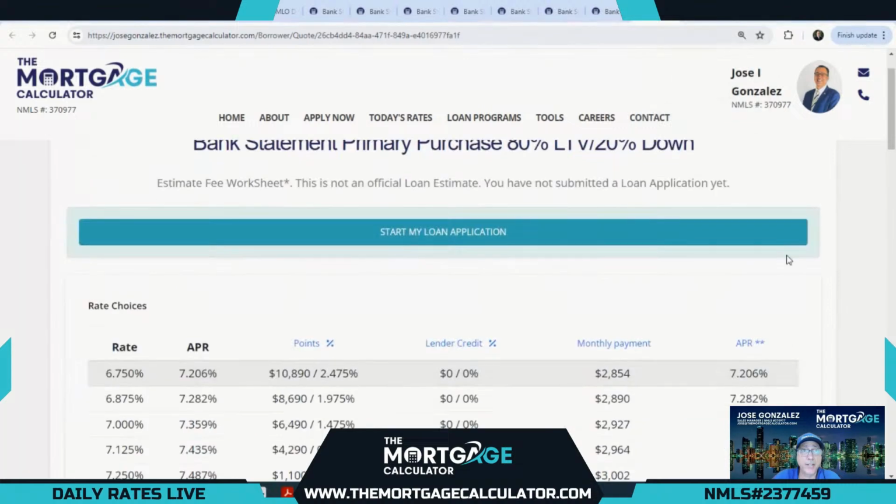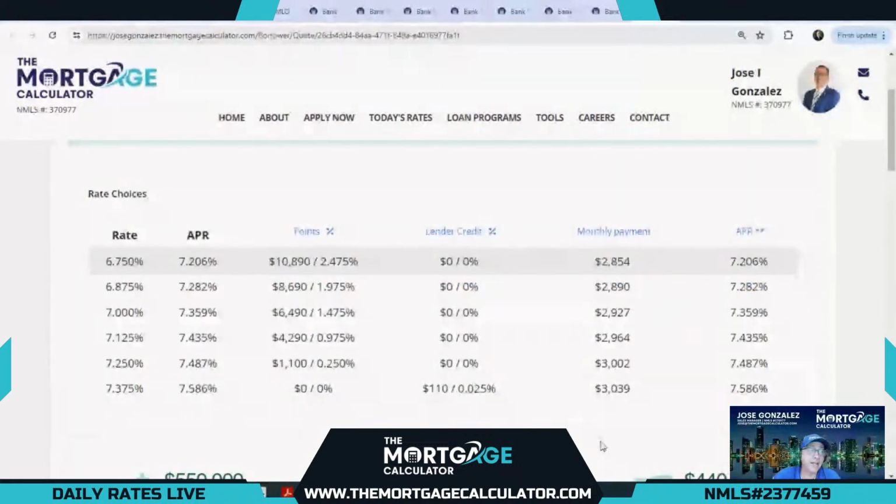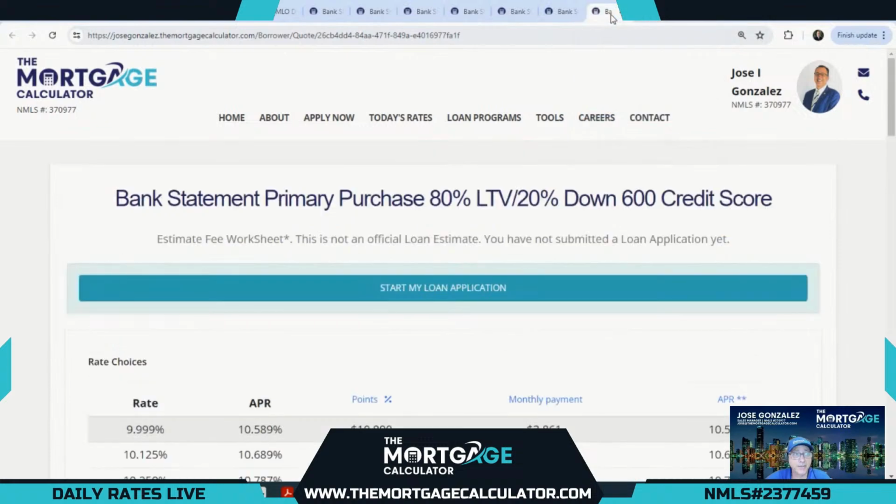Primary purchase now with our larger down payment, and again you see the rate and cost keep dropping. Now we're at 7.375 with a lender credit of 0.025, and you can buy that down all the way to 6.75% at a cost of 2.475 points.